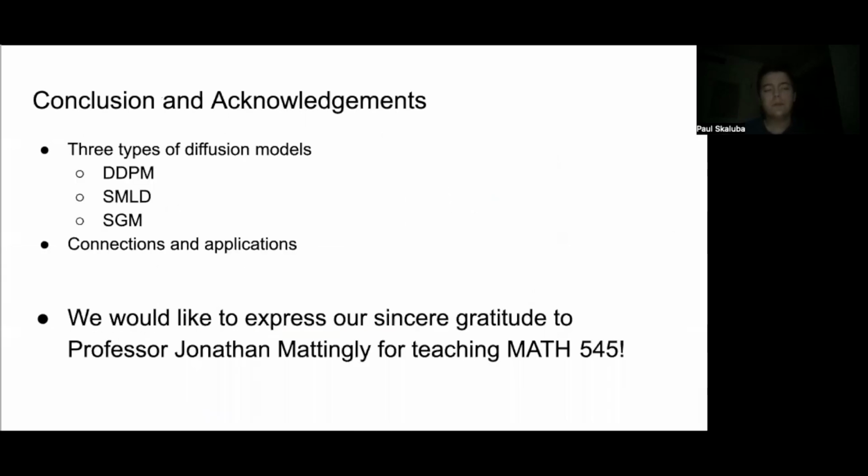We'd like to conclude by reminding you that we've covered the three types of diffusion models: denoising diffusion probabilistic models, score matching with Langevin dynamics, and score-based generative models, as well as connections to normalizing flows and applications in text-to-image generation and molecular sciences.